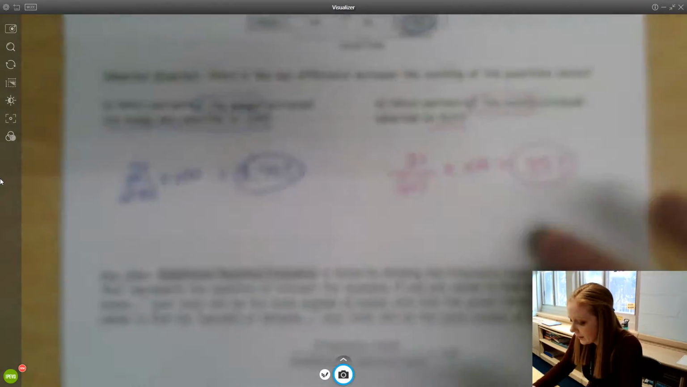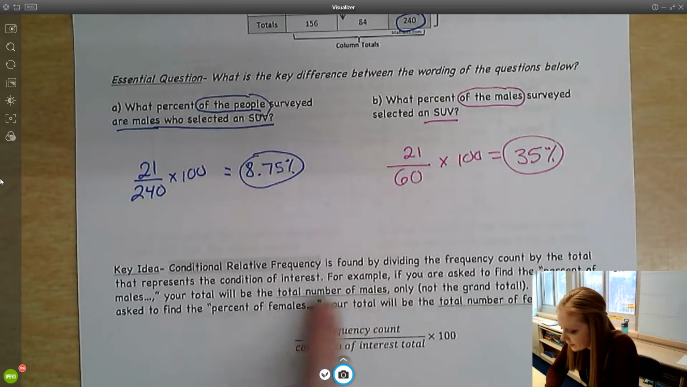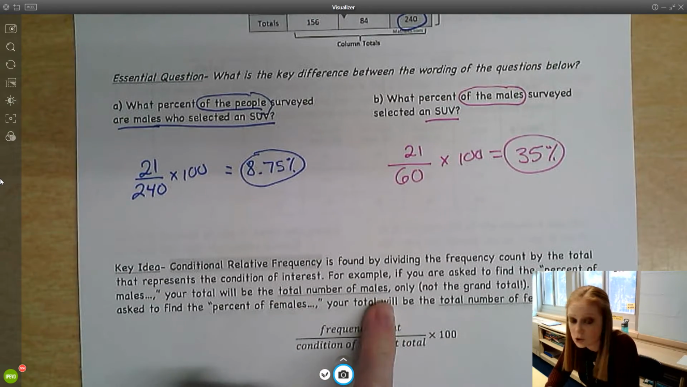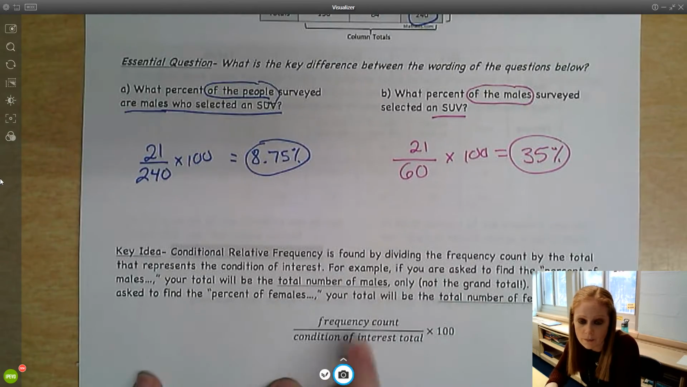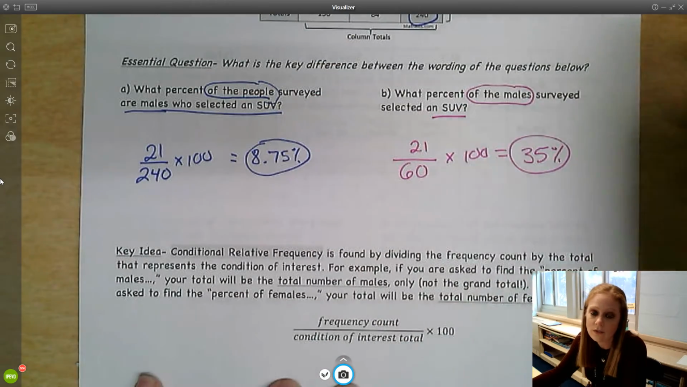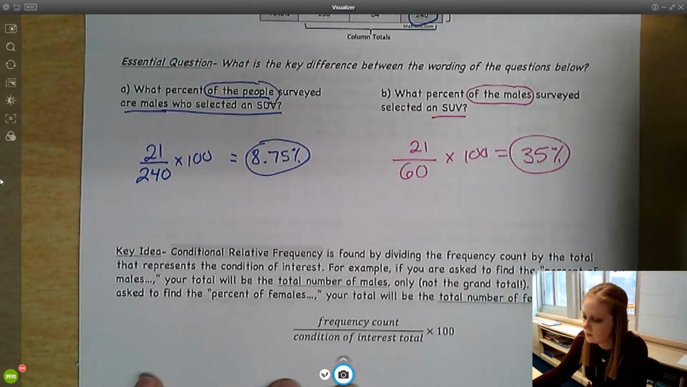So what we just found in pink is the conditional relative frequency. That's based on the total number of males. It's on a specific total, not the grand total. And it's a similar formula. It's just that instead of the total on the bottom, you have the condition of interest total, such as the total of males.